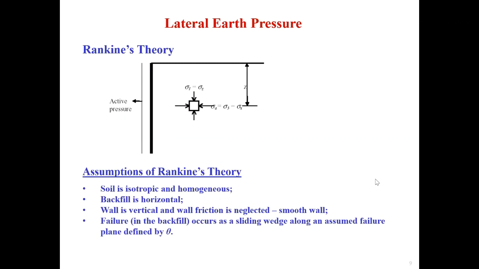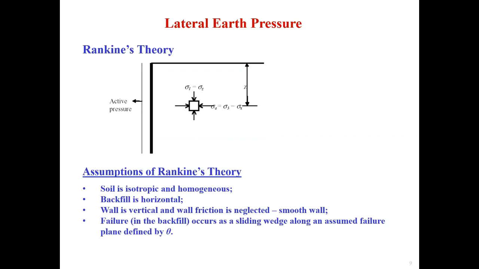One of the most common theories that engineers use today to calculate the active and passive earth pressure is the Rankine theory. It's a stress field condition that predicts active and passive earth pressure. There are some critical assumptions made by Rankine: the soil is non-cohesive, dry, isotropic, and homogeneous, so it's mainly for sandy soil. Also the backfill is horizontal, and the wall has to be vertical.